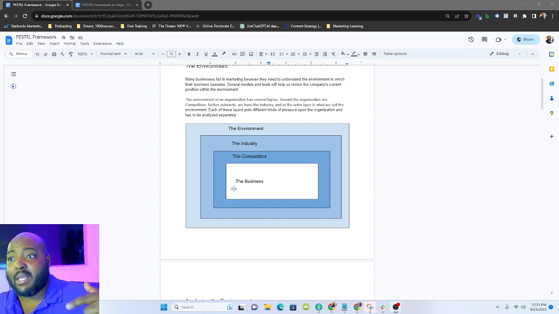So these are going to be things that impact your business, but may not be directly related to your industry, right? They're going to impact your industry, but may not be things that are happening that are exclusive to your industry, okay? So let's scroll down here.